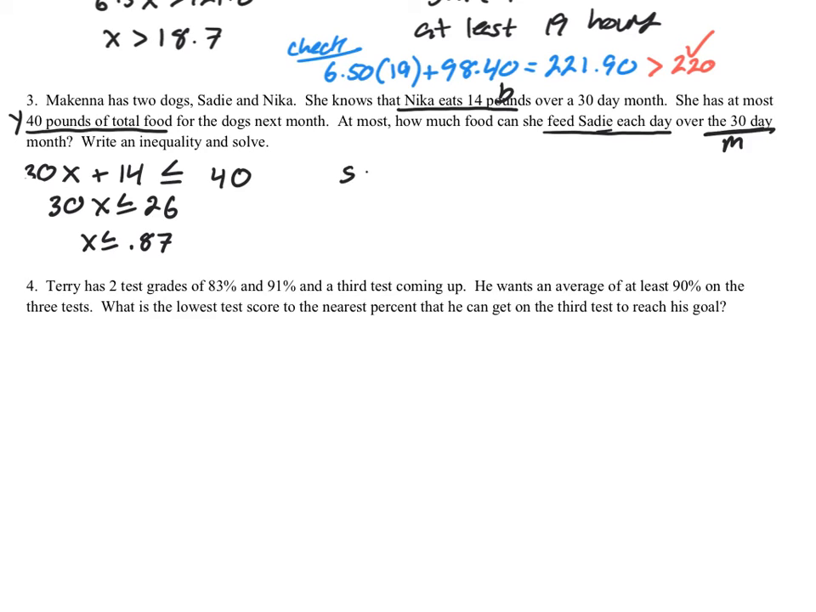So we can say that Sadie can eat at most, right? So she can only eat up to that. She can't eat more than that because otherwise we'd be going over that 40-pound limit. So she can eat at most 0.87 pounds, which is shortened to LBS, per day.